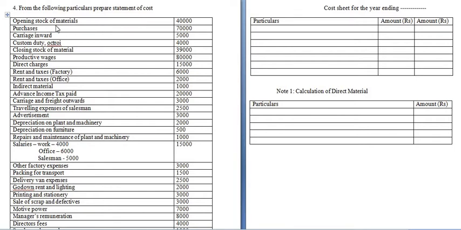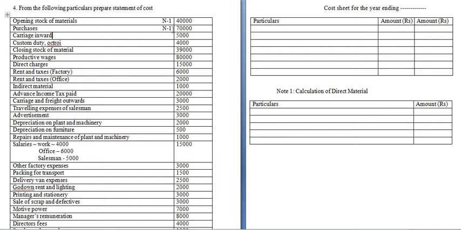Okay, now everybody take out your pencil so that we will mark over here where these expenses have to be taken. Opening stock of material, where it has to be taken? In note number 1. Why in note number 1? Because this is used to calculate direct material. So write down note number 1. Next comes purchases. Now purchases, where it is taken, again it is taken under note number 1.